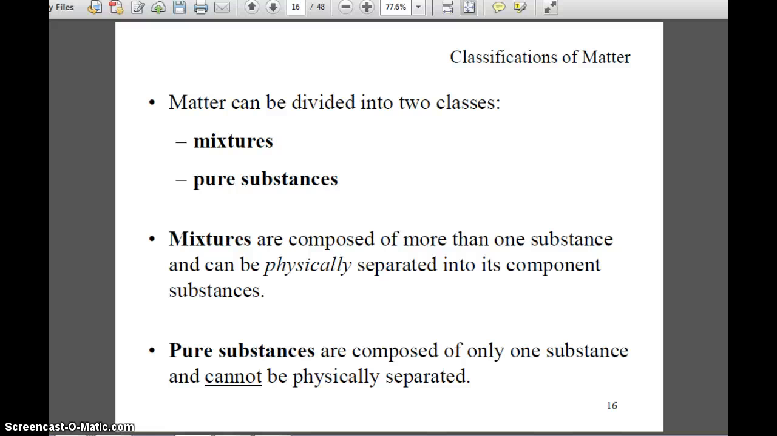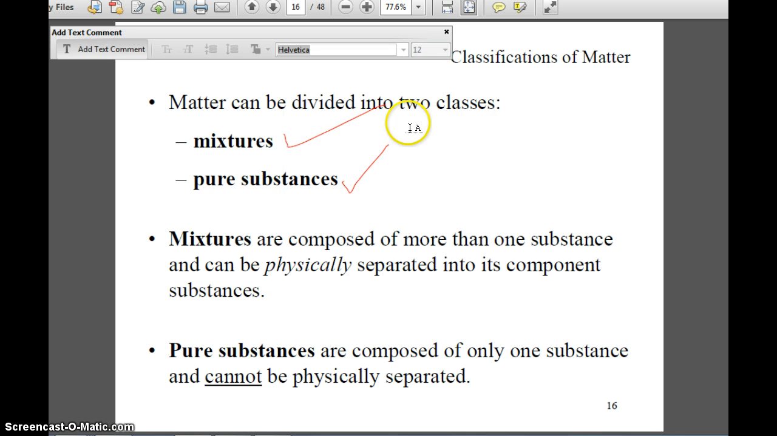So matter can be classified into two categories. One is mixture, the other is pure substances. Within the mixture, we have two kinds. One is called homogeneous mixtures. Let's write that somewhere. Homogeneous mixtures, and the other is called heterogeneous mixtures. The one thing that I want you to realize for mixtures is that it contains more than one substance, and these can be physically separated.